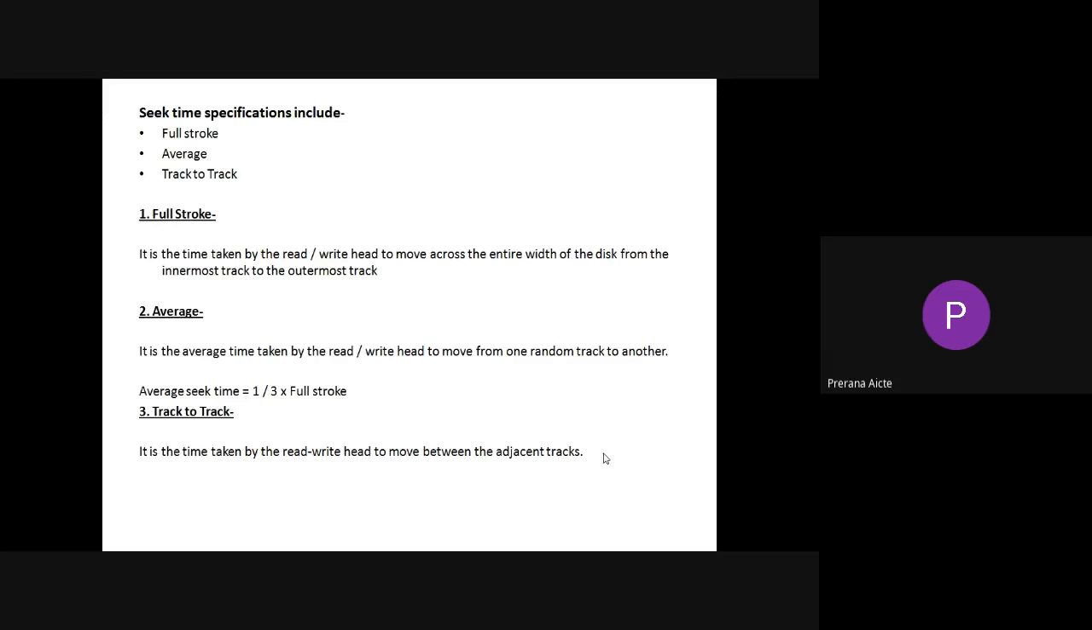The second one, average, is the average time taken by the read or write head to move from one random track to another. So average seek time equals 1/3 of the full stroke. And the third one, track to track, is the time taken by the read-write head to move between adjacent tracks. Okay, these are the specifications of seek time.